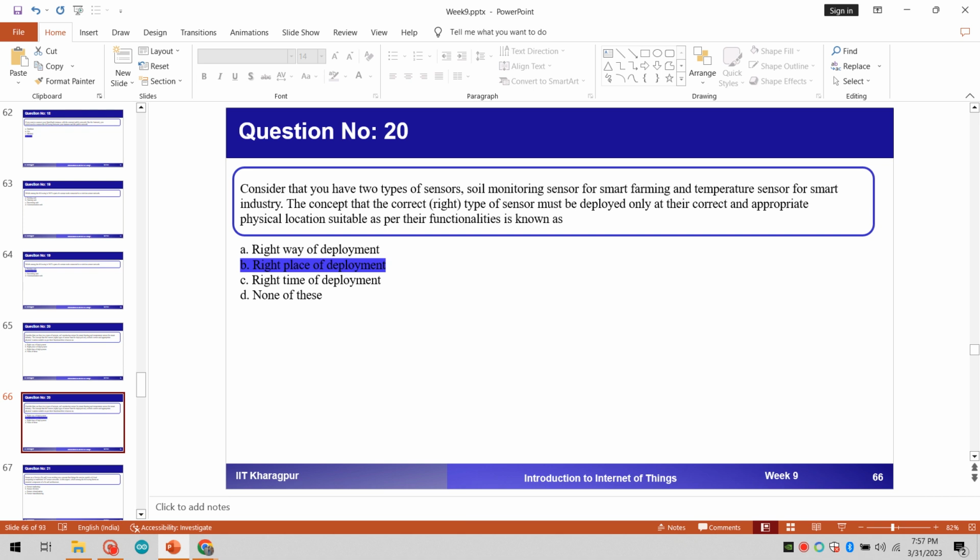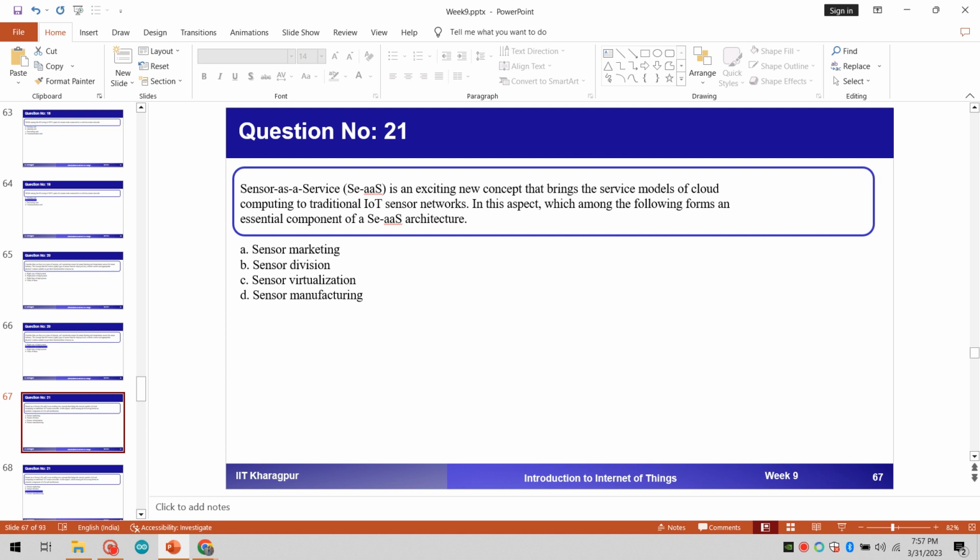that particular sensor. Next question is, sensor as a service is an exciting new concept that brings service model of the cloud computing to traditional IoT sensor networks. In this aspect, which among the following forms an essential component of sensor as a service architecture? Sensor marketing, sensor division, sensor virtualization, sensor manufacturing. C, ma'am. C, sensor virtualization. Right, sensor virtualization is correct option.